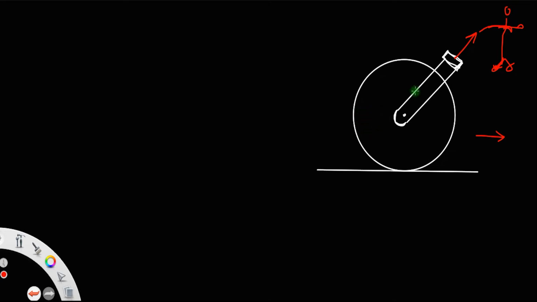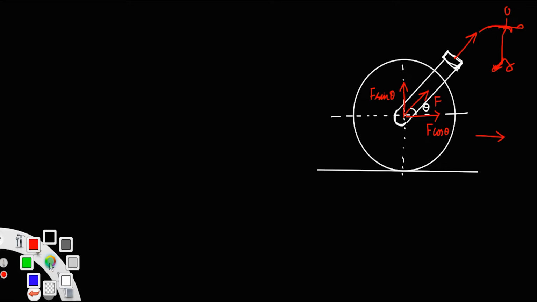So the forces acting here are, there is a force of pull F in this direction. Let's draw the horizontal and vertical lines. Okay, let this angle be theta. Then this force can be resolved into F sin theta in the vertical direction and F cos theta in the horizontal direction. Definitely, the weight of the roller is in this direction, mg. And the reaction is always in the direction opposite to the weight.